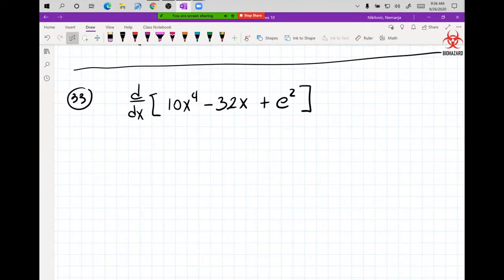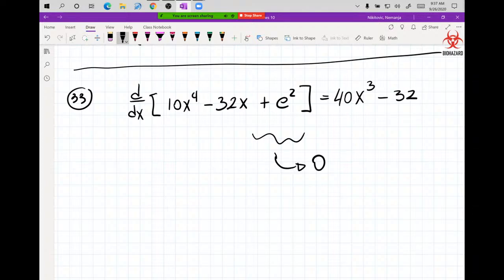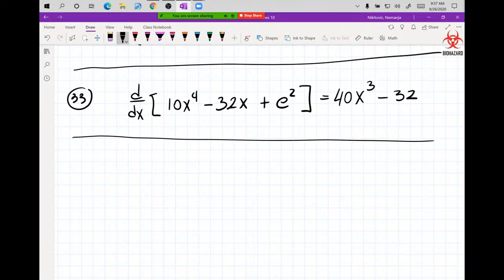So what you have here is the derivative is 40x cubed minus 32. And this over here goes to 0 because e is about 2.7. When you square 2.7, you get less than 9, because 3 squared is 9, so 2.7 squared has to be less than 9. So this is some number that is smaller than 9. I don't care what that number is. It's a number, and the derivative of a number is 0. Okay, cool.